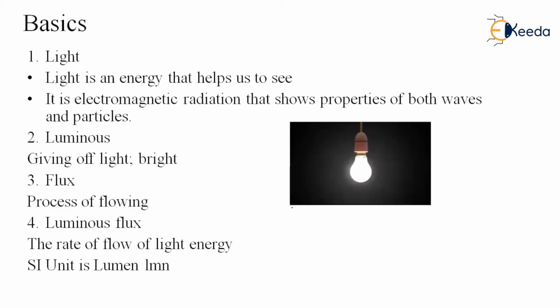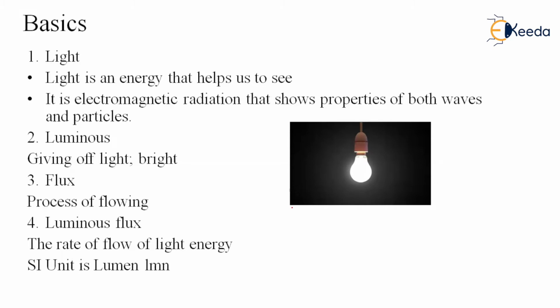So the first thing is light. Now light is an energy that helps us to see. Because there is a light in the room, we can see the objects, the sofa set, the furniture where it is kept. So how can we see something around us? It is because of the light source, and the ultimate source of light is the sun.